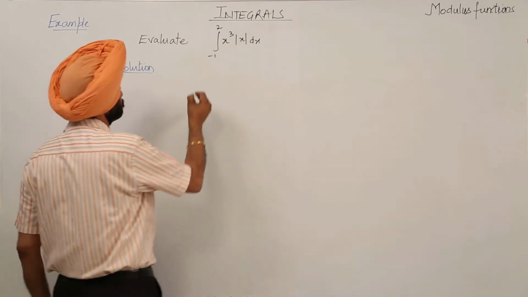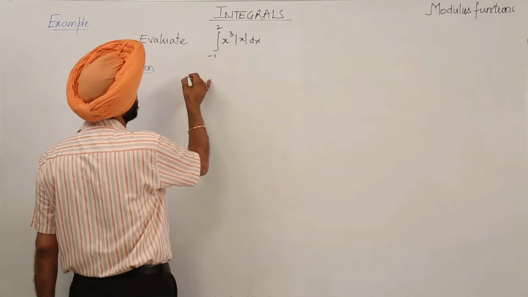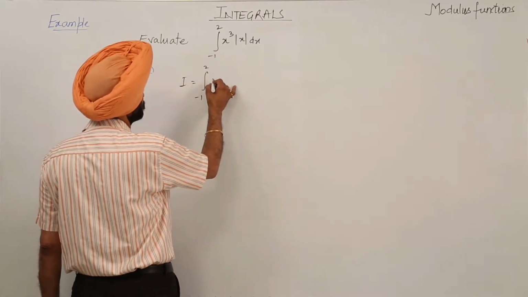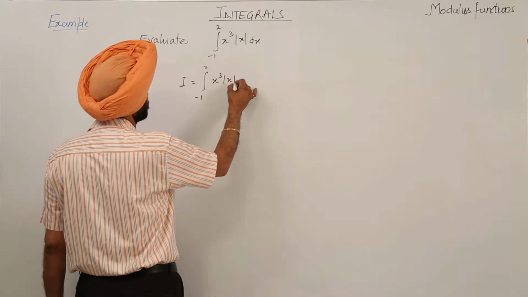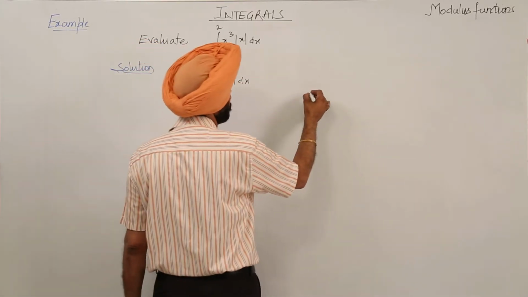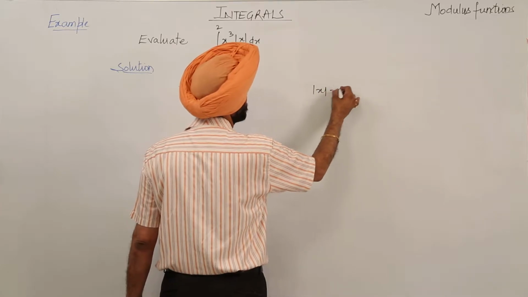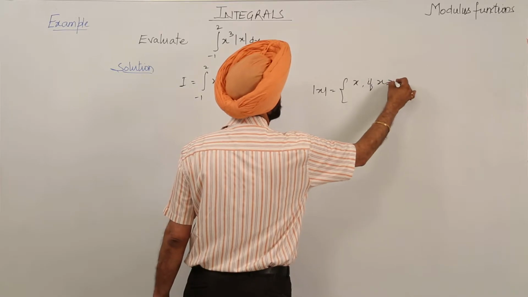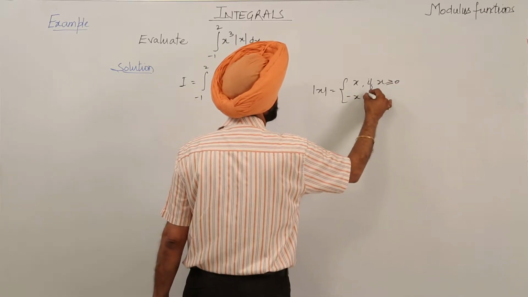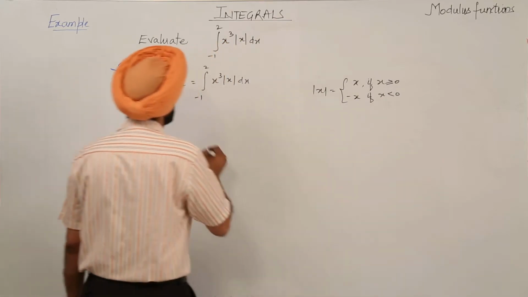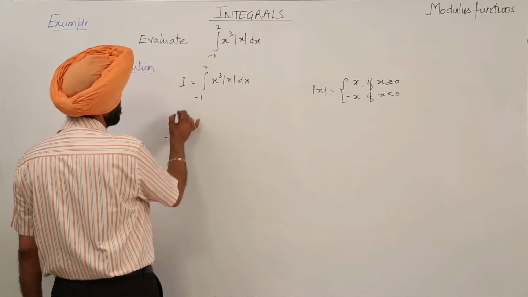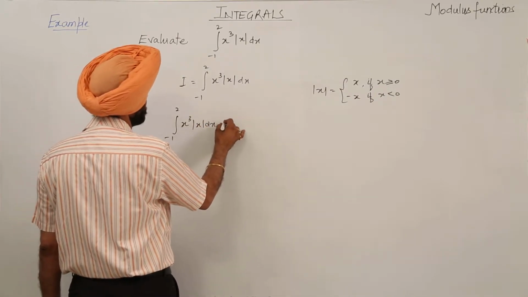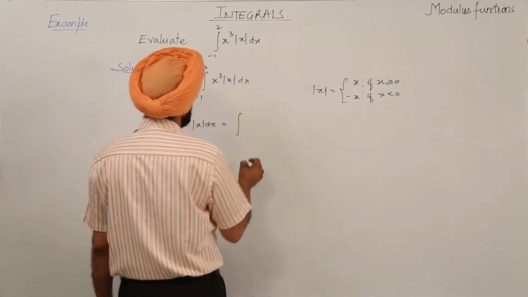Same type of example, only the thing is that x cube is multiplying with mod of x. Integral from minus 1 to 2 of x cube mod of x dx. Now again, mod of x is equal to x if x is greater than or equal to 0, and negative of x if x is less than 0.